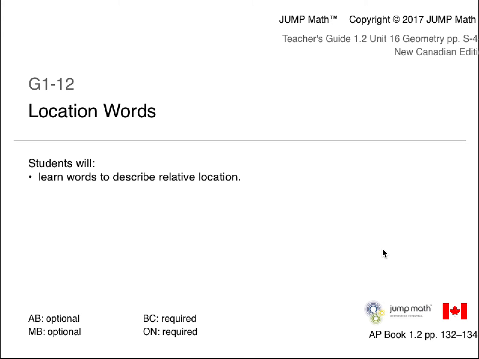Hi, grade 1. Today we are going to be doing some work that normally, if we were in the classroom, we would be working on together. So we'll see what we're going to do when we get to our actual work pages, because today we're going to be talking about location words.